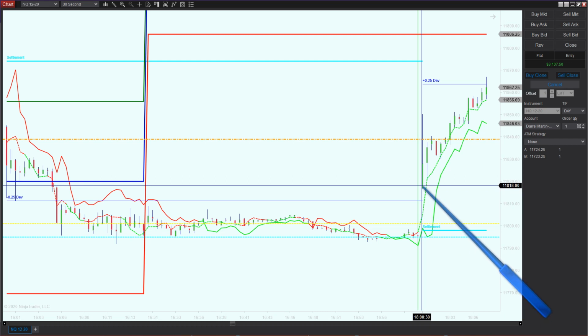On ES and NQ, there are 4 ticks to 1 point because they tick in quarters. So 4 quarters and $1.